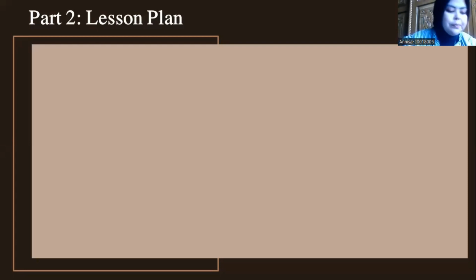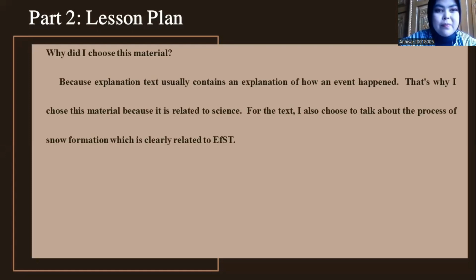So, of course, this question will arise. Why did I choose this material? Because explanation text usually contains an explanation of how an event happened.